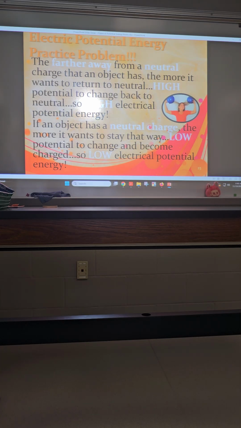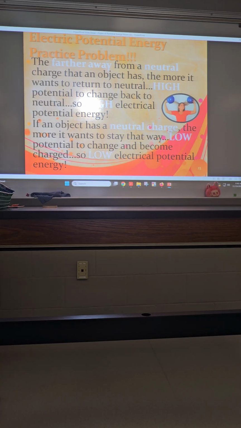All right, so the farther away from a neutral charge that an object has, the more it wants to return to neutral. And that means it has high potential to change back to neutral, meaning it has high electrical potential energy. And again, this is common sense. If you think about it reasonably and logically, there's nothing to memorize. Just think about what is happening and it should make sense.